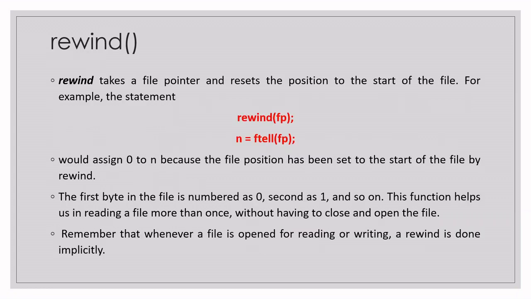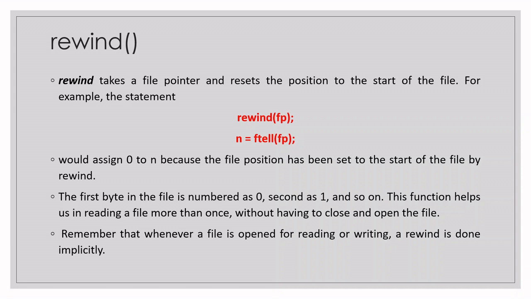Second function is rewind. Rewind does not need any return value because it is a void type. Again, the argument is just fp. Rewind fp means whenever we give that, the file pointer will reset to the starting of the file. ftell returns the current position and it returns a value also. But in case of rewind, it does not return a value. And at the same time, whenever we give rewind fp, in the corresponding file, the current position will be reset to the beginning of the file. It will assign 0 to n.